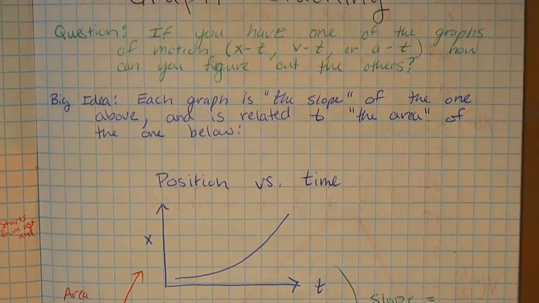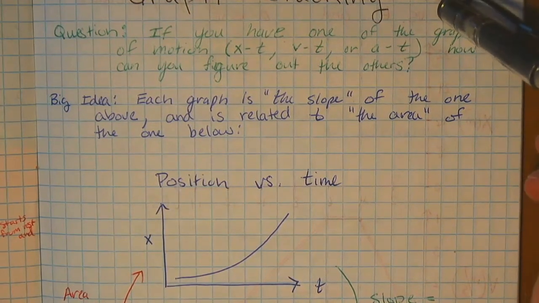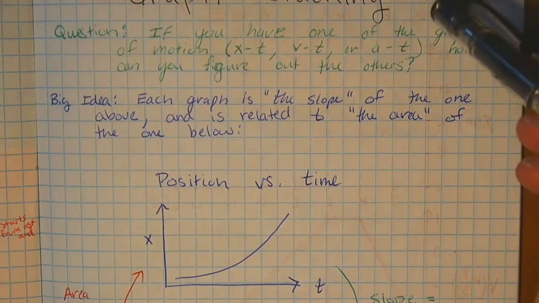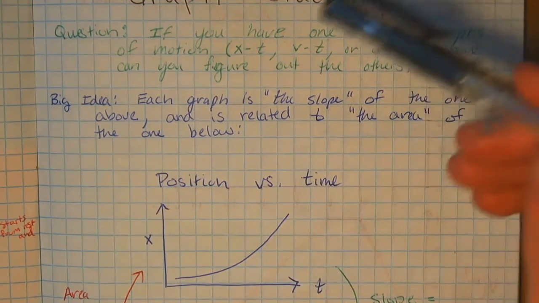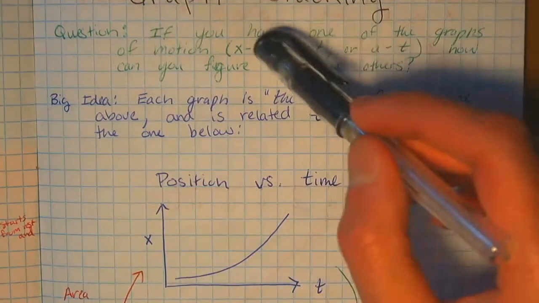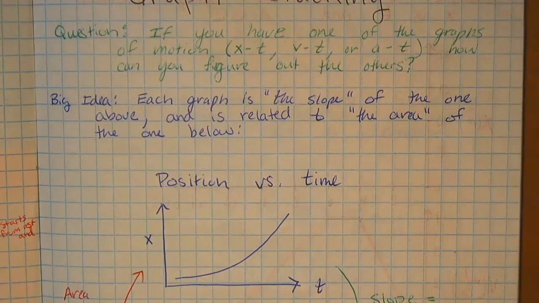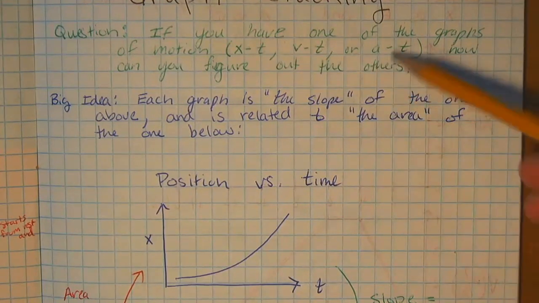All right, in this video, we're going to look at the graph stacking notes. So this would be Physics Journal 7. And the question that's going to guide us is, if you want to have one of the graphs of motion, meaning position versus time, velocity versus time, or acceleration versus time, how can you figure out the others? Meaning, if you have one of them, how do you get the other ones?